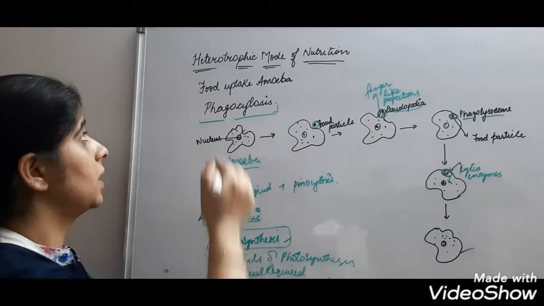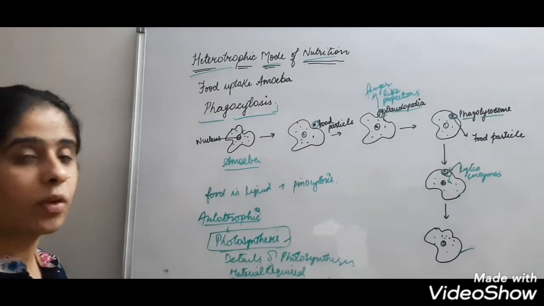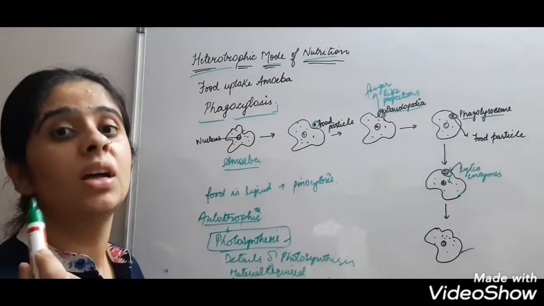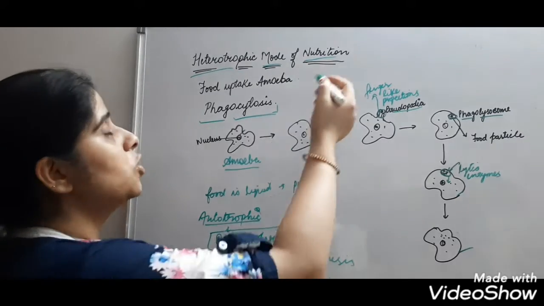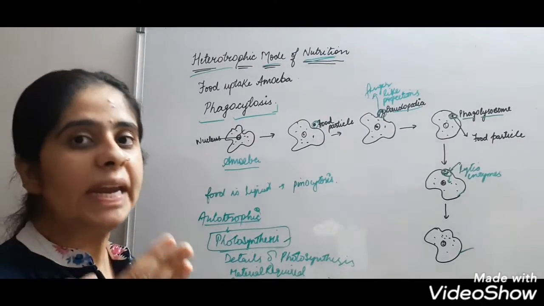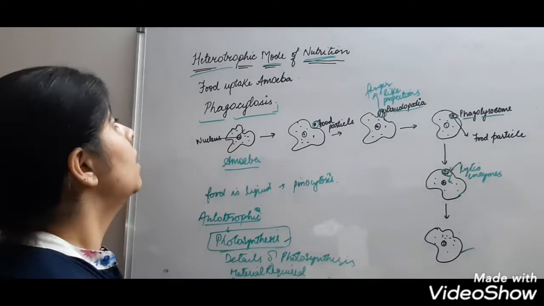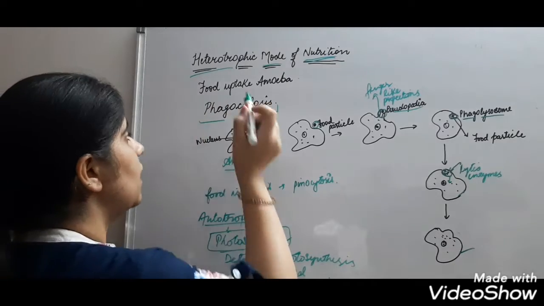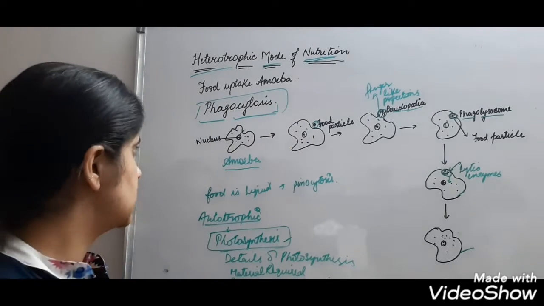Today our topic is the heterotrophic mode of nutrition. In the heterotrophic mode of nutrition, we know the organism depends upon other organisms for its food. So the food is taken up or eaten by the heterotrophic organisms. If we talk about a unicellular organism, this amoeba, this process is known as phagocytosis.